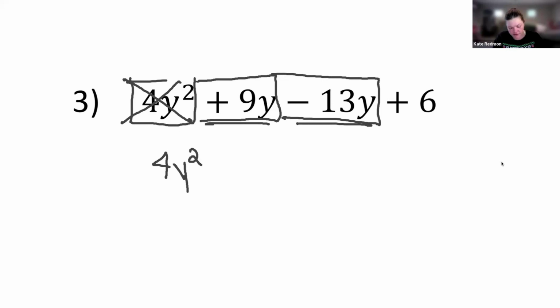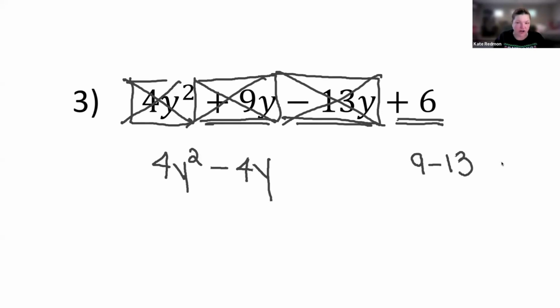They're both y terms. And I highly suggest just doing 9 minus 13 in your calculator, especially if you don't have a lot of background with negative numbers. And you'll see that 9 minus 13 is negative 4. And so I'm going to write minus 4. But don't forget that when adding and subtracting, your variable portion never changes. So I'll have negative 4y.